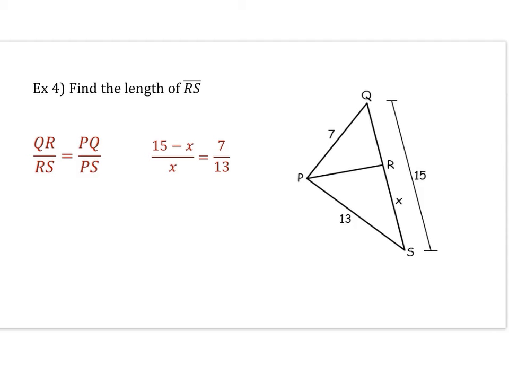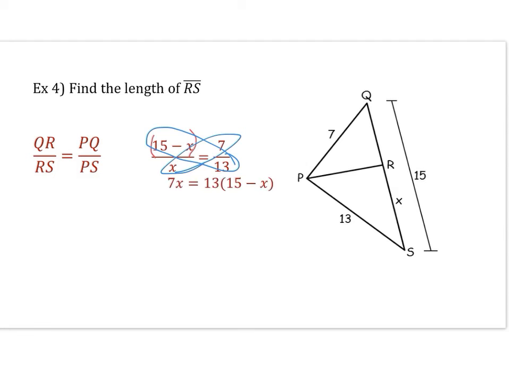So in place of QR, we would put 15 minus x, because we know the full length from Q to S is 15. Since this is x, then this must be the difference of 15 and x. So we have an expression, 15 minus x, replacing QR, and then x represents RS, 7 represents PQ, and 13 represents PS. Remember to place all expressions in parentheses so that when you're ready to do your cross products, you remember to distribute the 13 in this case.